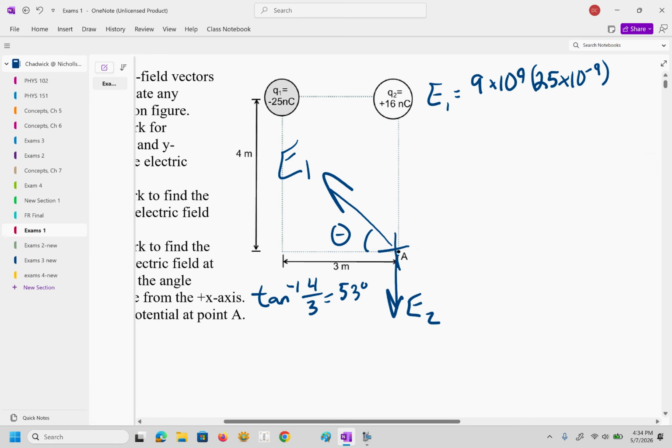Remember, whenever I'm dealing with vector quantities, I don't put the sign of the charge, because the sign of the charge is accounted for when I draw that vector. And then I divide that by r squared. The distance from here to here is 5 meters, and so that's 5 squared.